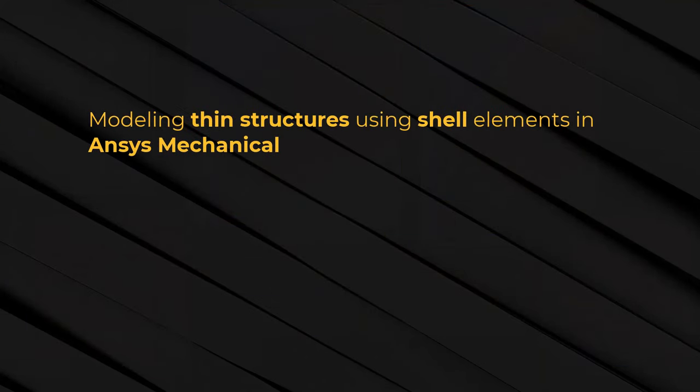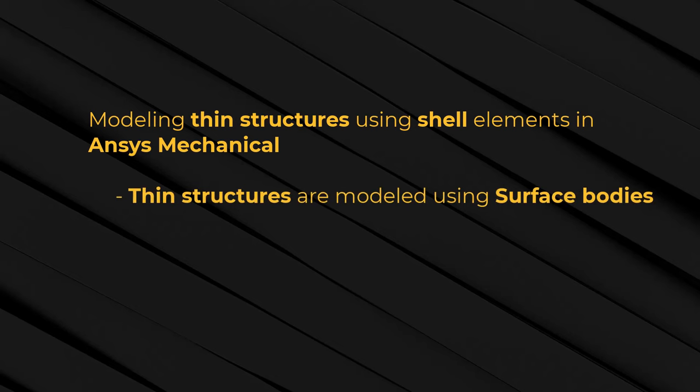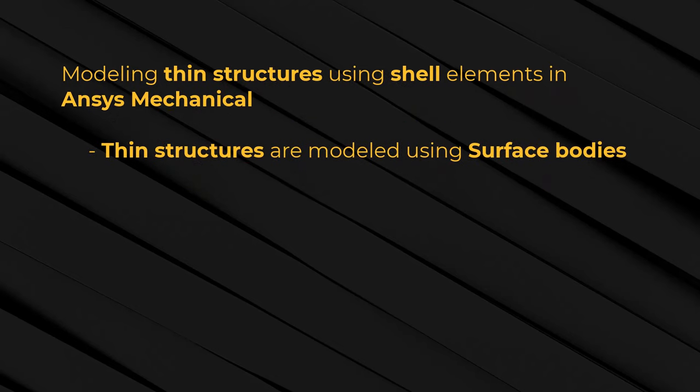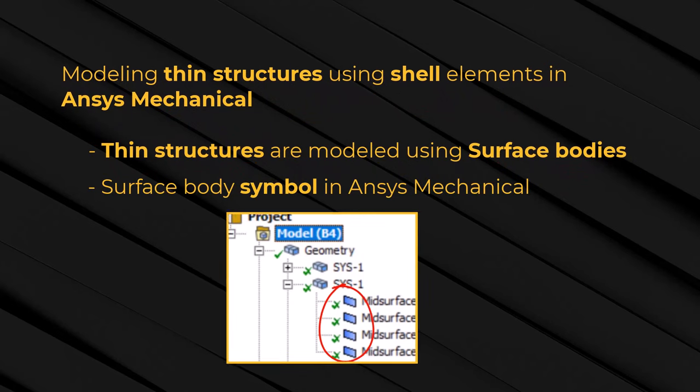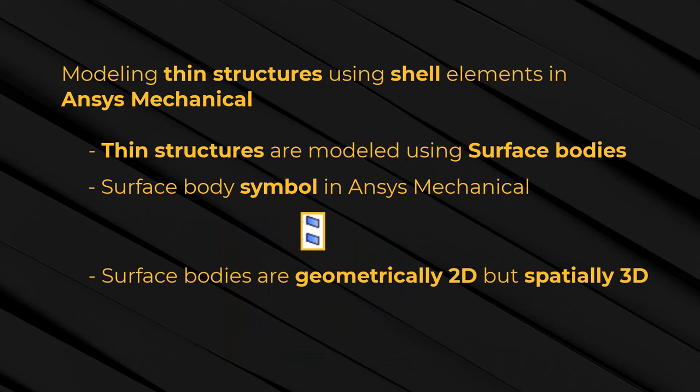Let us now see how to model thin structures using shell elements in Ansys Mechanical. In Ansys Mechanical, thin structures are modeled using surface bodies. They are recognized using this symbol in the model tree. Surface bodies are geometrically 2D but spatially 3D.